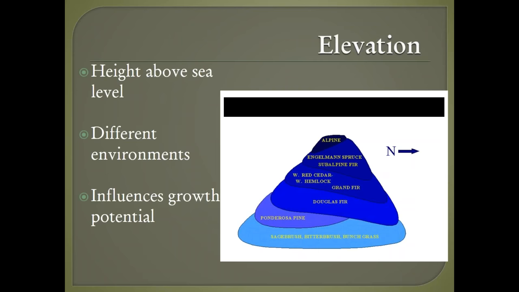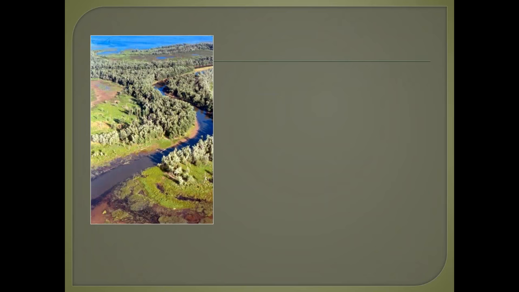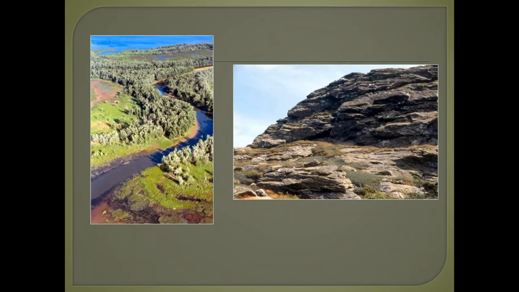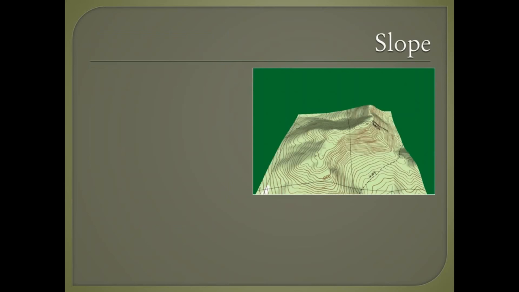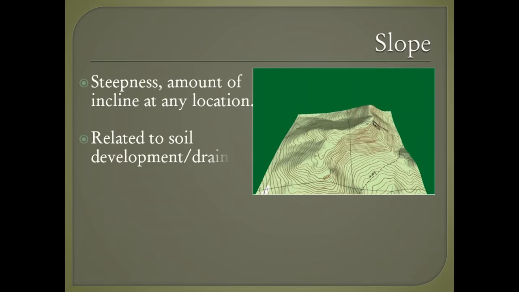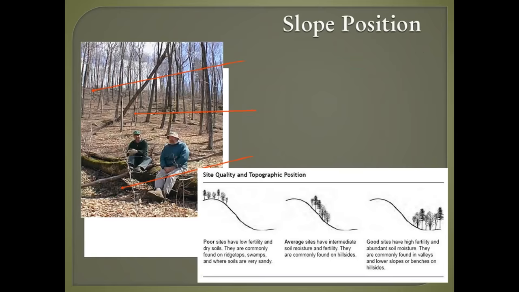Different environments have a different influence. Here we have a lowland spruce-fir flat and then a high rocky acid outcrop. Very different species here. Slope makes a difference. Steepness, or incline, is related to soil development and drainage. The higher up you are, probably the less fertile it is. The further down you go on a hillside, that's where all the nutrients are leaching. So you often will get rich site conditions at the lower slopes.